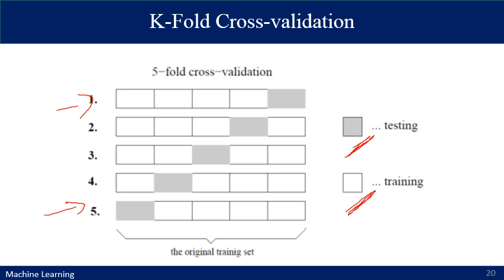So as you can see, in the first case you use the last 20% of the data, and in the second you use examples from 60 to 80, and in the third you use 40 to 60, and in the fourth you use examples from 20 to 40, and in the first you use the first 20 percent of examples from the training set. So in each fold you train onto the training examples and test the error onto the testing examples.